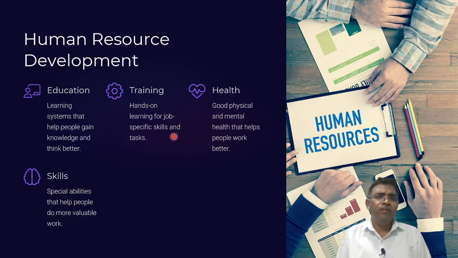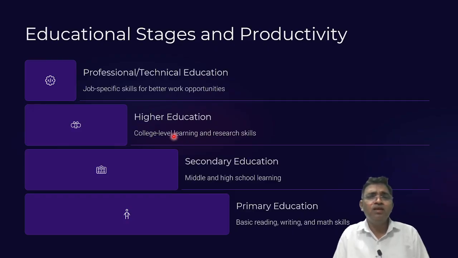So a human being should be educated. You should be well trained. You should have good health. You should have the skills. Then you become a quality human resource. This can be developed. Then, education stages and productivity.